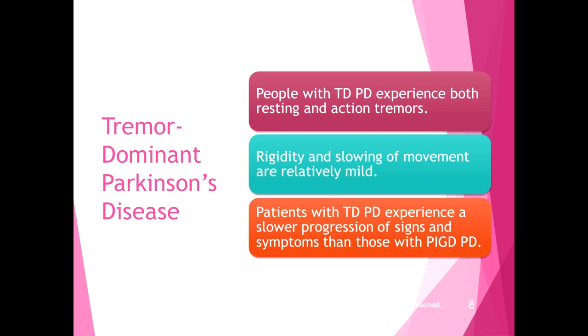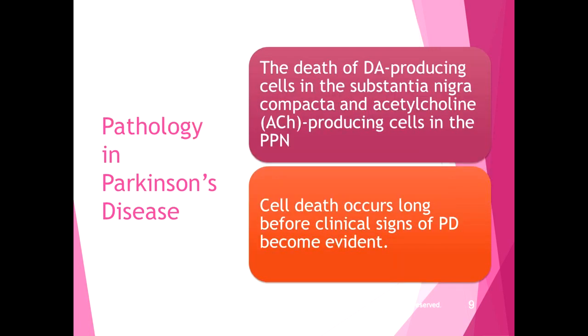The rigidity and slowing of movement in tremor-dominant Parkinson's are relatively mild. And people with tremor-dominant Parkinson's experience a slower progression of signs and symptoms than those with akinetic Parkinson's. So because the symptoms are a little bit different, they don't see as much of the signs that disrupt your life, basically.